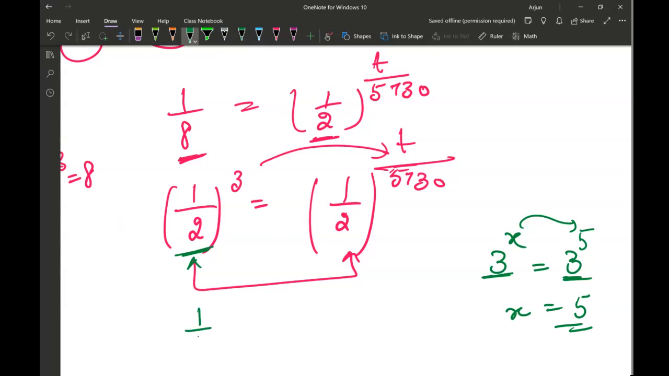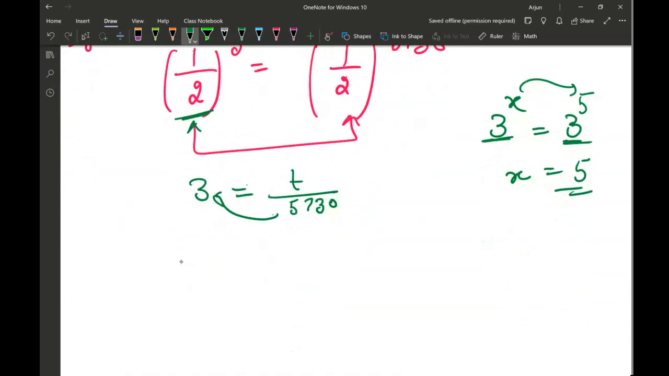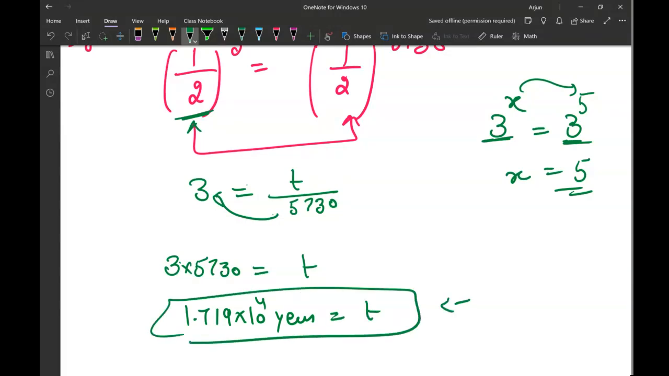So from here I can write it as, 1 over 2 are same, so I can write 3 equal to t upon 5730. Now I'm going to move this 5730 on the other side. So 3 times 5730 is equal to t, and that's going to be 1.719 times 10 raised to the power 4 years. So in this much time, 1/8 of the substance will be left over.